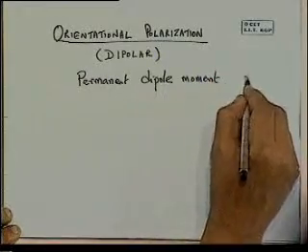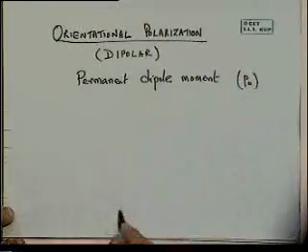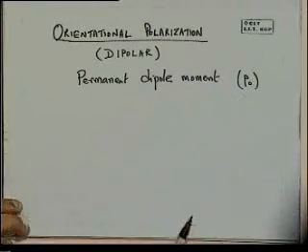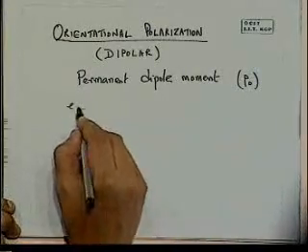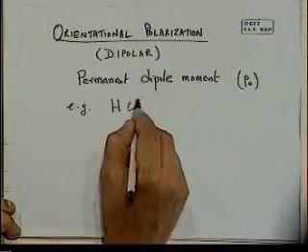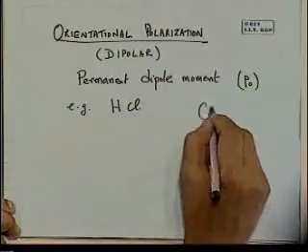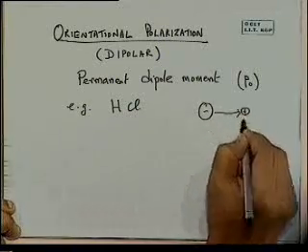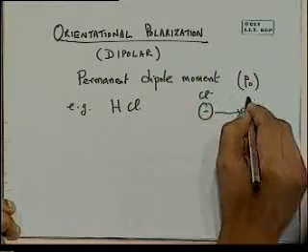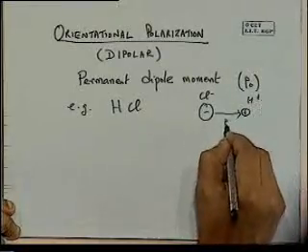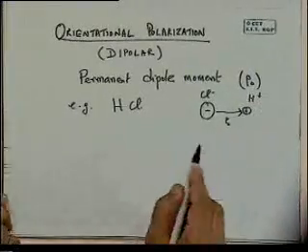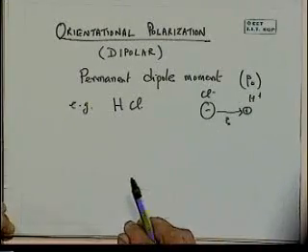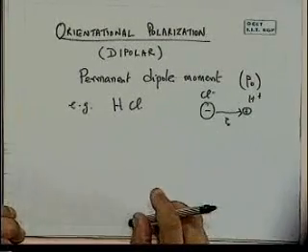Which we will call P naught. So the dipole moment exists whether or not there's a field. It's a permanent dipole. An example of that might be HCl, hydrogen chloride. That's chlorine and that's hydrogen. And the dipole moment is... So you can imagine, say, where you've got large differences in electronegativity, then we can create things like this.